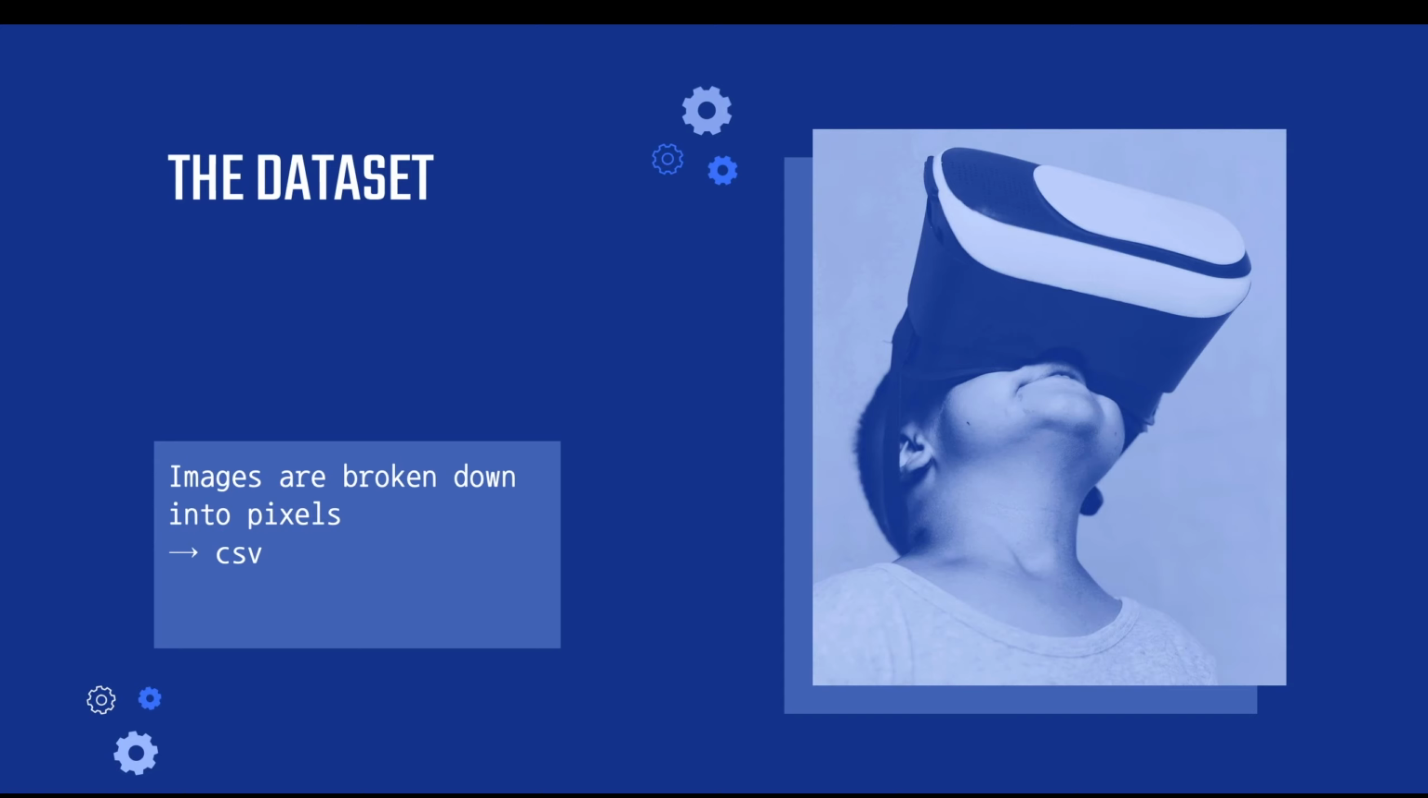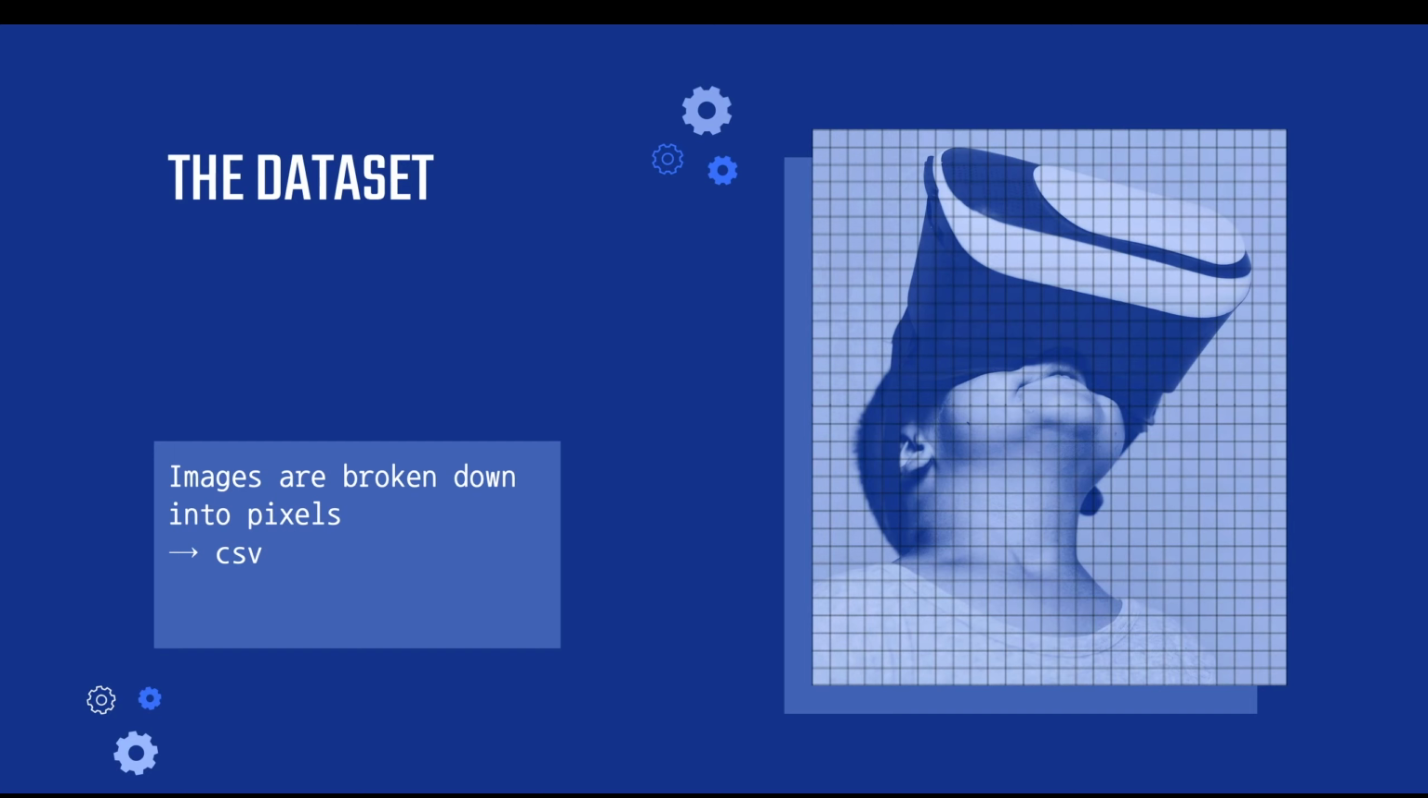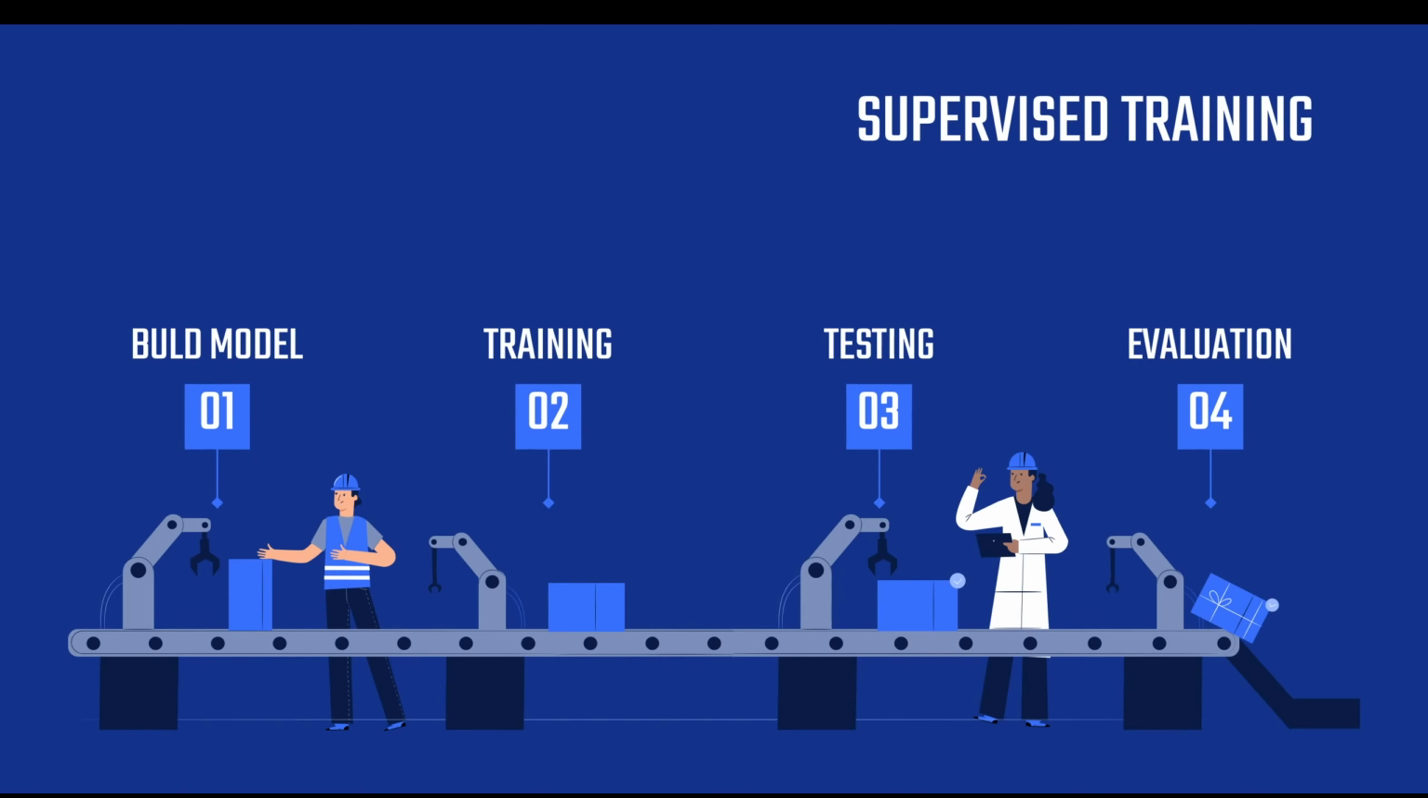So for our workshop, we'll have images of handwritten digits that were broken down into pixels, and they were fed into CSV format, which is the most organized type of data. So supervised training has 4 steps. First, we'll build a model, then we'll train it, then we'll test it, and then the last step we'll evaluate it. So next we'll take a look at the code.